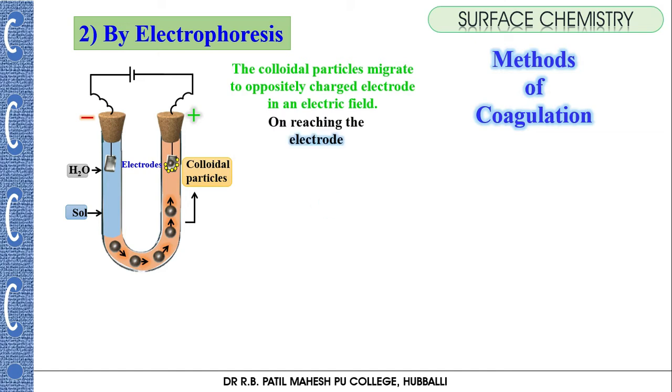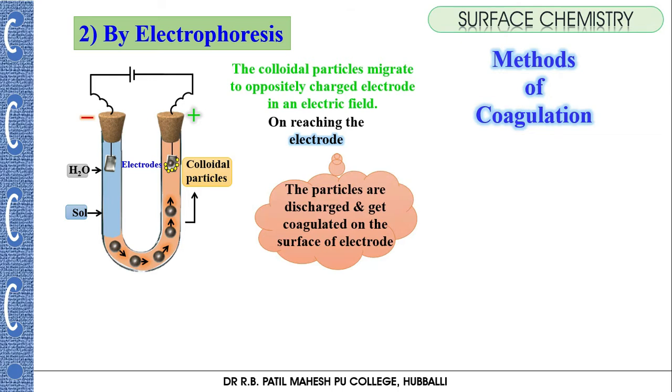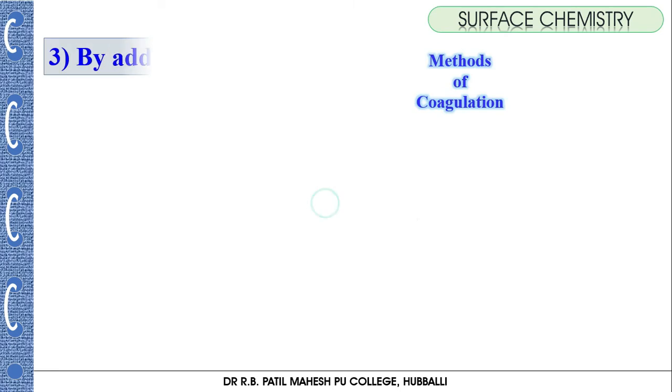So what happens, students, on reaching the electrode is that the particles' charge gets discharged and they aggregate, thereby leading to the formation of coagulation. The third method applied for coagulation is by adding sol. Which type of sol we have to add to the present colloidal solution depends on the charge present on the colloidal solution.